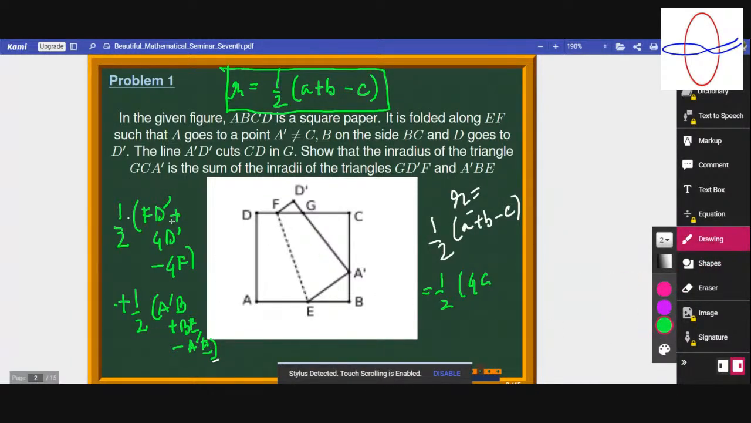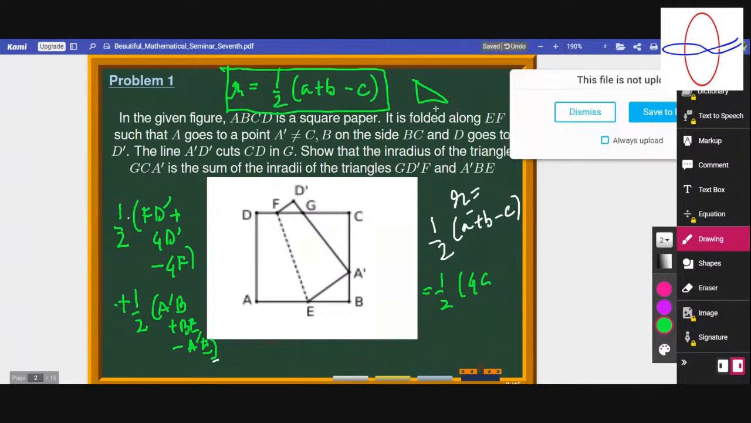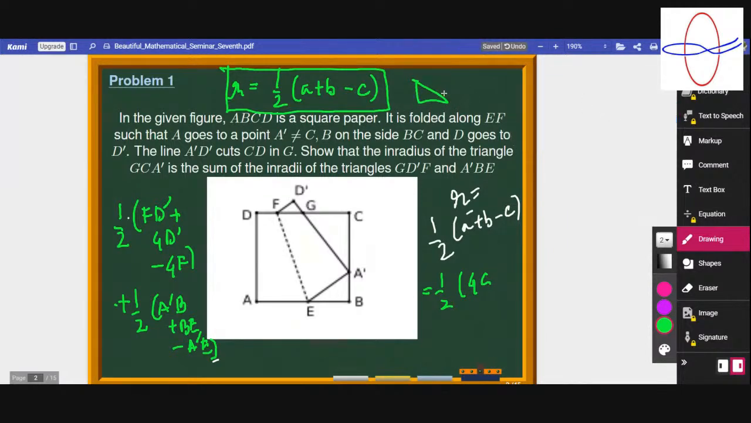Okay, so let's check. So we need to prove f dash. So what we remember, what we did in a right angle triangle, the inradius is half into the sum of the two non hypotenuse sides minus the hypotenuse. Okay, so FD' plus GD' minus GF. Here we are doing BE plus BA' minus A'E. Okay, we need to prove that it's same as GC plus CA' minus GA'. Okay, that's what we need to prove.